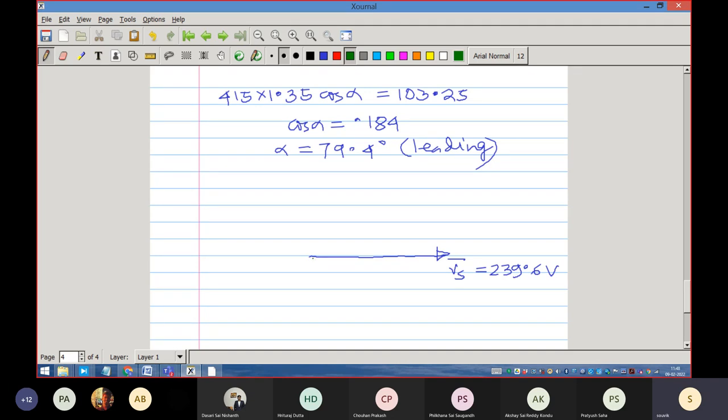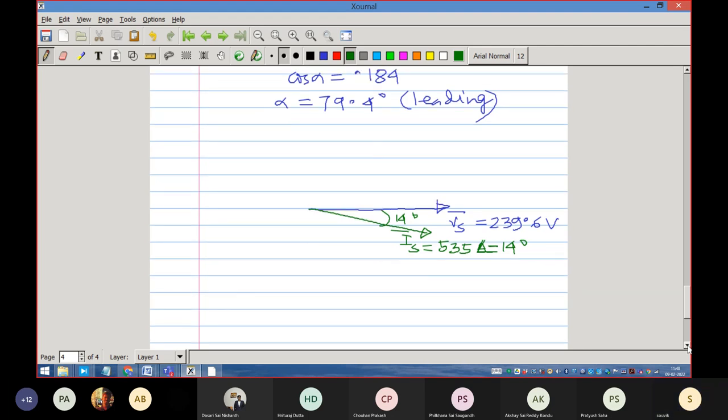The stator power has gone. It is always taking this current, and this power factor is unchanged in this slip power recovery as far as the stator is concerned, right? Just the stator is unchanged, and this current is 535 ampere, its magnitude, and the angle is minus 14 degrees. So this angle is 14 degrees. That is the stator side operation.